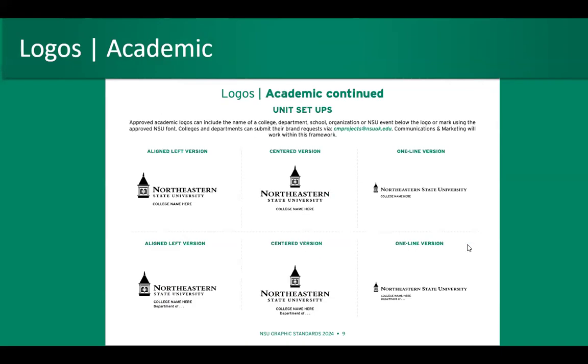Page 9 shows more of the academic logos. Approved academic logos can include the name of a college, department, school, organization, or some type of NSU event. You write this below the logo or the mark using the approved NSU font. And there are different alignments here also: left, centered, and one-line version.